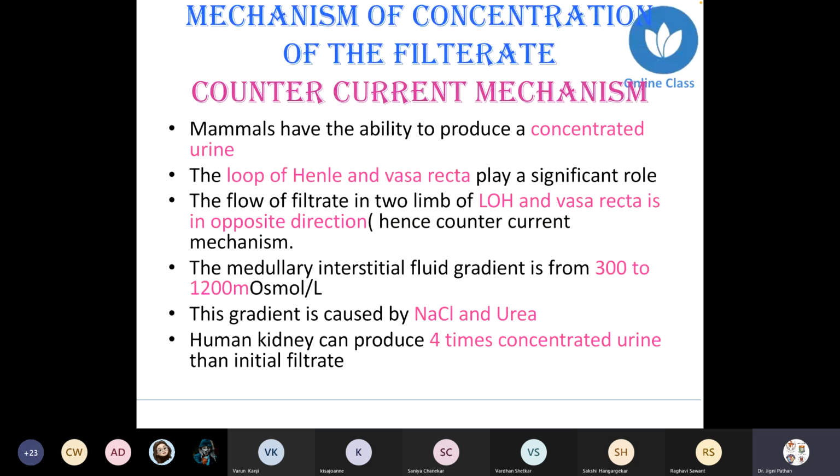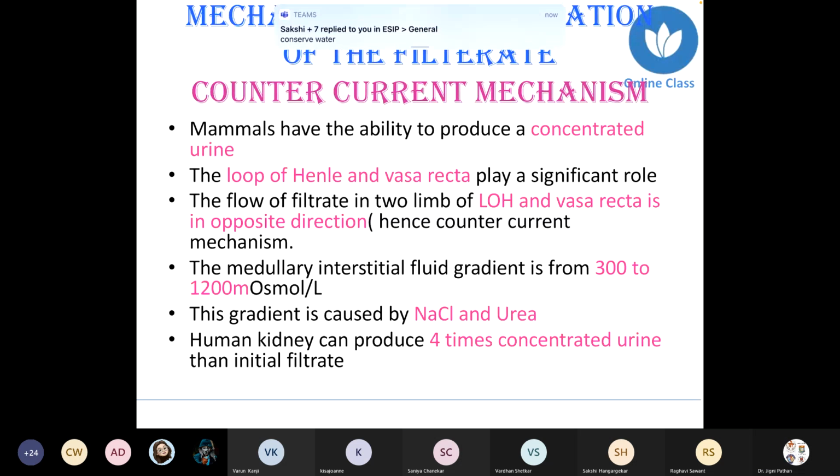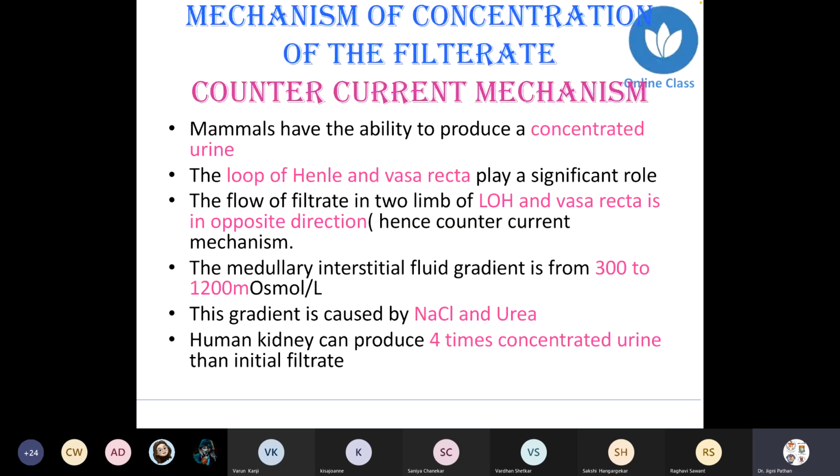What is the aim behind converting ammonia to urea? To conserve water, right? And here the countercurrent mechanism is also to conserve water, so that the water that is removed from the urine is less. Most of the waste is removed, but not water.